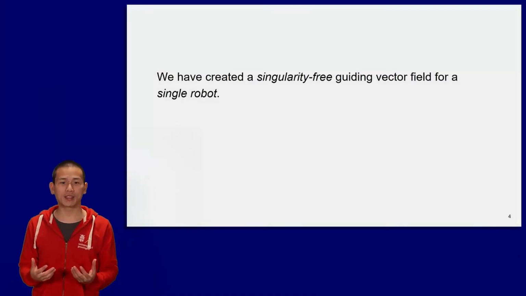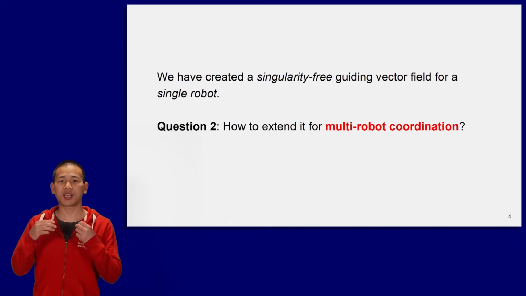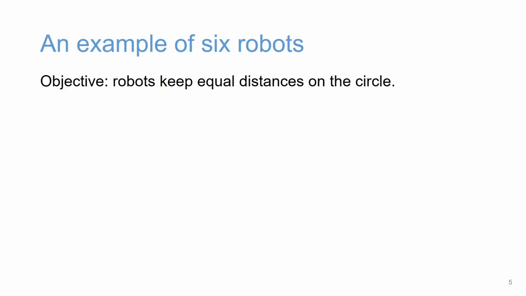We have created a singularity-free guiding vector field for a single robot. Now the second question is how to extend it for multi-robot coordination. Before we go to the technical details, let's see the example of 6 robots moving with or without motion coordination. We want these robots to move along a circle and also keep equal distances to each other.